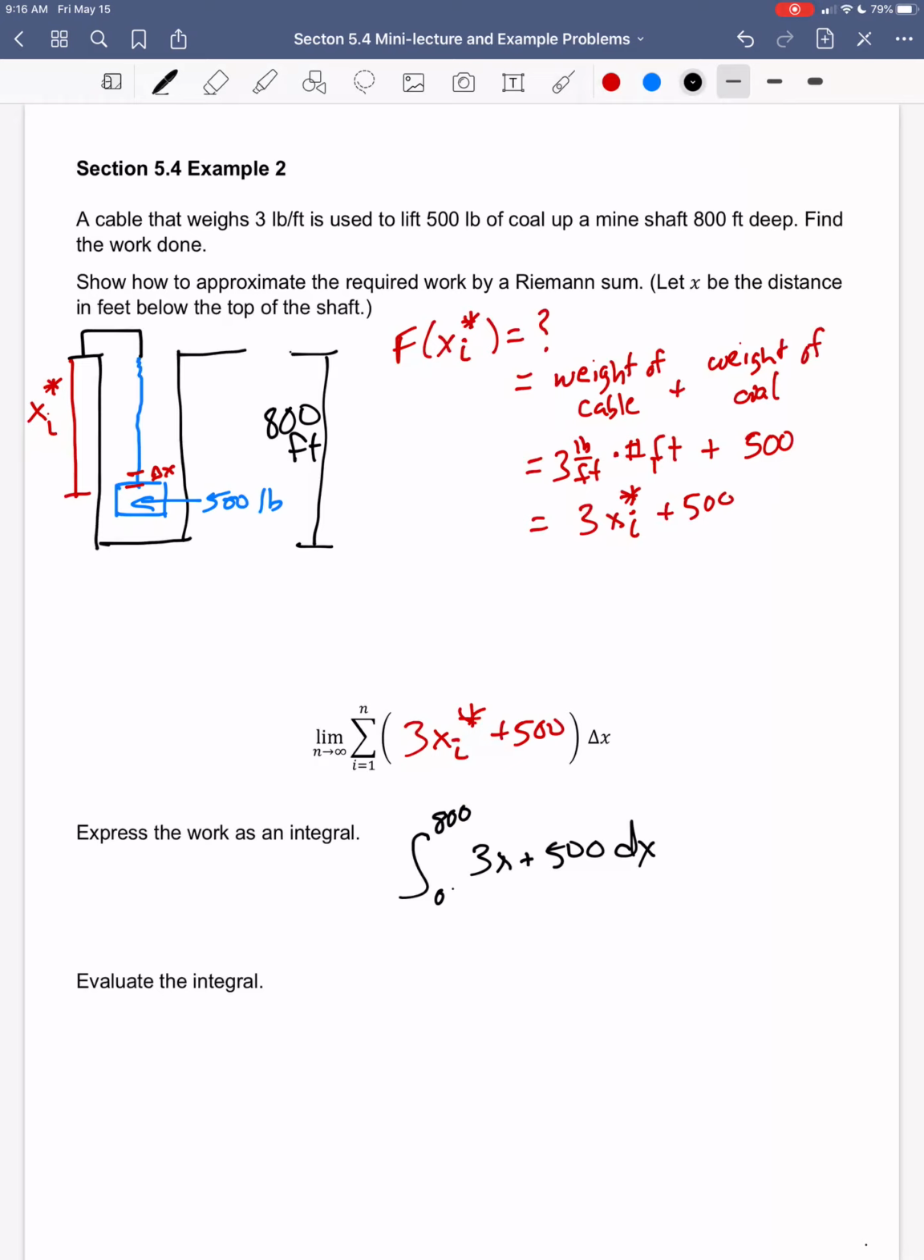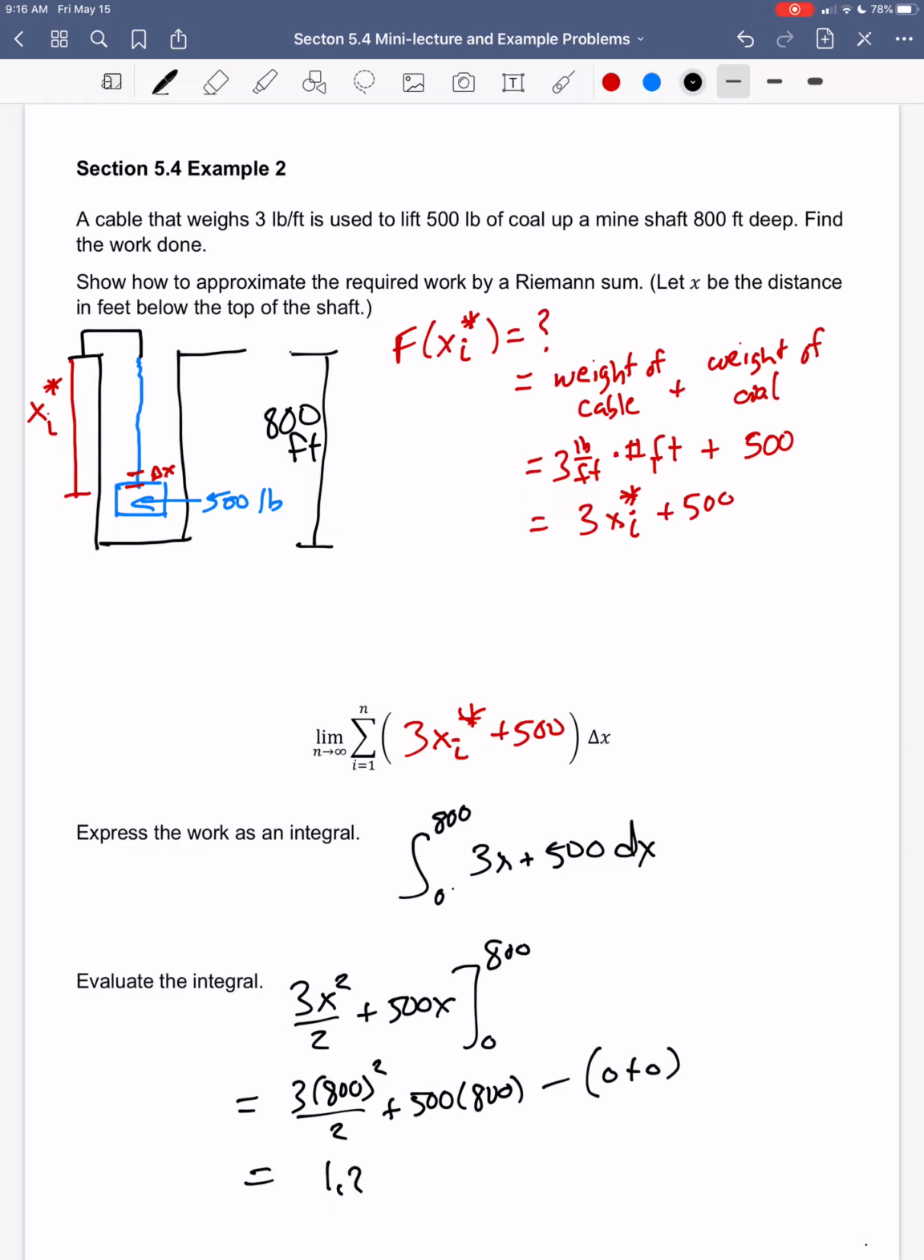And then how do I evaluate that? Not too bad, right? We would get 3x squared over 2, take the antiderivative, plus 500x, and that's going to be evaluated from 0 to 800. So that's going to be 3 times 800 squared over 2, plus 500 times 800, minus then I'm going to get 0 plus 0, right? When I plug 0 in for x, nothing much happens. And if we do that on a calculator, we get 1,360,000. What were my units? Well, 0 to 800, that was feet, and it was pounds, so this would be foot-pounds of work.